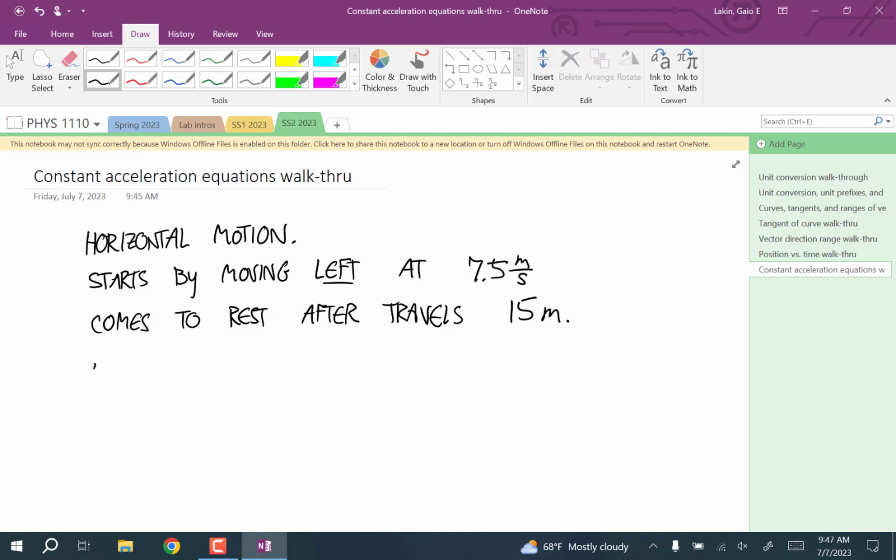And we want to calculate two things. First, how long does it take to stop? So that's measuring the elapsed time. And then second, what's the velocity of the object when it's traveled 10 meters? So, it stops after it travels 15 meters. When it's only traveled 10 meters, what's its velocity?